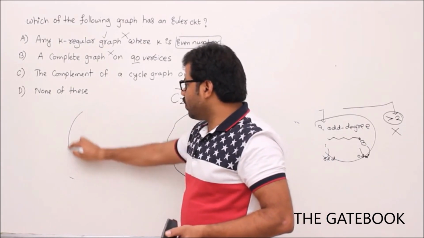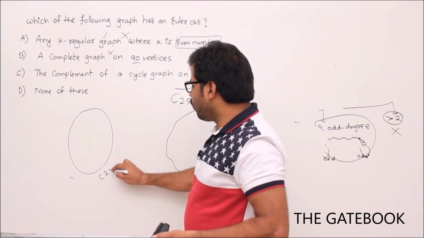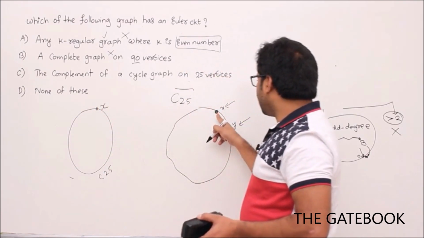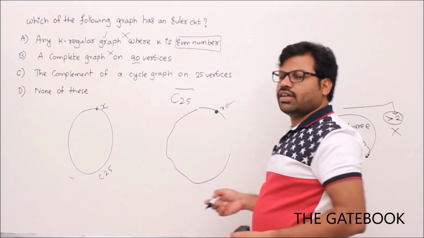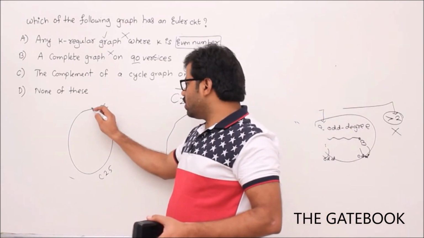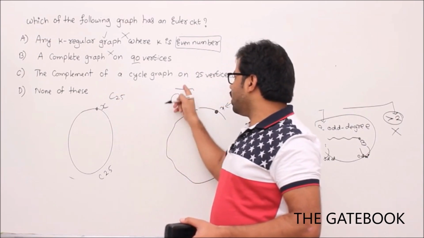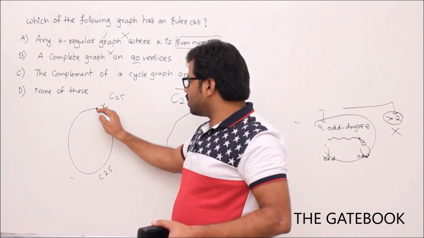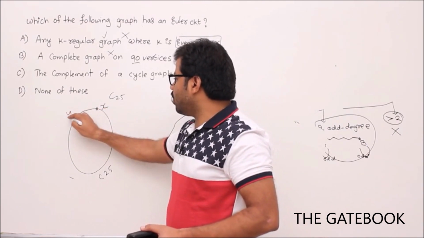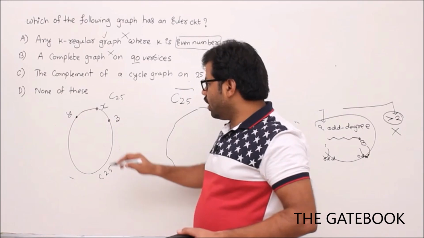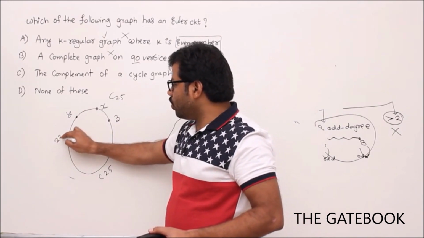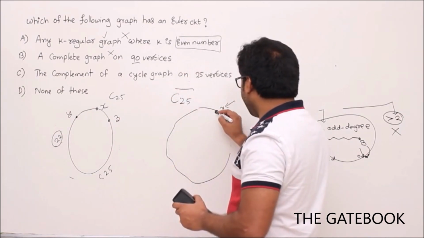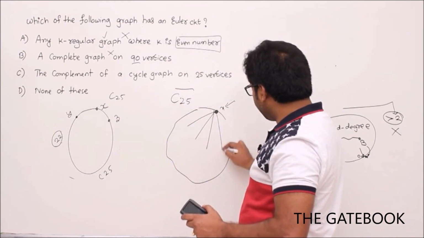Okay, let's start with C25. In C25, locate vertex X, but we have to prove that X is connected to everyone in C25 bar, correct? So first focus on C25, because C25 bar depends on the C25 structure. So here X is, let's say, connected to two vertices. They are Y comma Z. Then how many other vertices? 22. So these 22 vertices are not directly connected to X. Then definitely X is connected to all the 22 vertices.